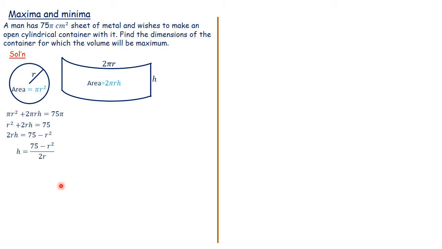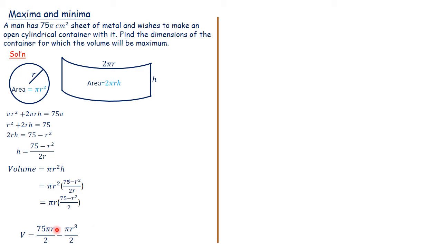Therefore, now we go to the aspect of maximization. This will be the height. Why are we doing this? So that we look for the volume of the container. What will be the volume of the container? Volume for our cylinder is pi r squared h. We have everything. Now we can put the values in the formula, so we have pi r squared times h. h was 75 minus r squared all over 2r, and therefore we just continue and simplify. You get this kind of expression.